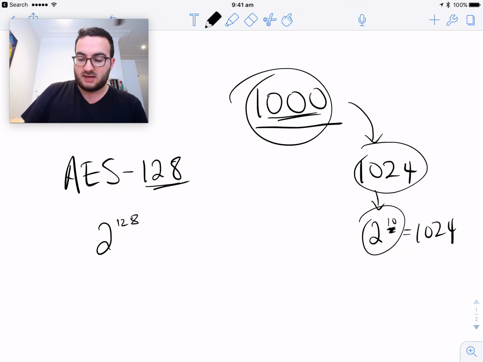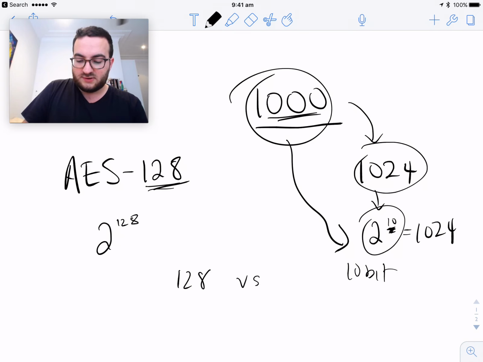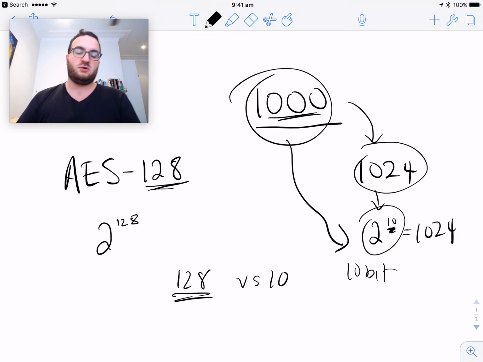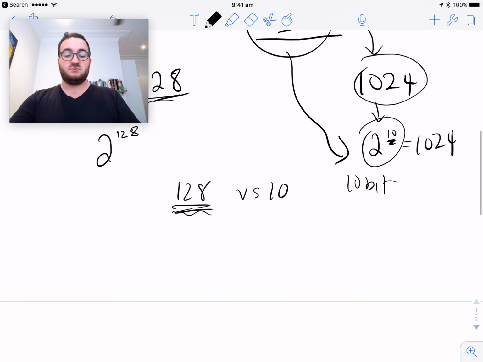And when we want to compare, say, this 10-bit password versus AES 128, it's a lot easier to see that 128 versus 10, that 128 is a lot more secure. And we'll talk about at the end, hopefully, how we know 128 is a pretty good, reasonable number. But let me go to an example.